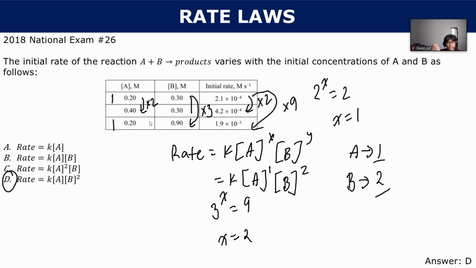So again, the important thing is keeping the concentrations the same and then seeing how much the other concentration has been multiplied by and then relating that to how much the initial rate has been multiplied by. And using that, you can find the orders and therefore your rate law.